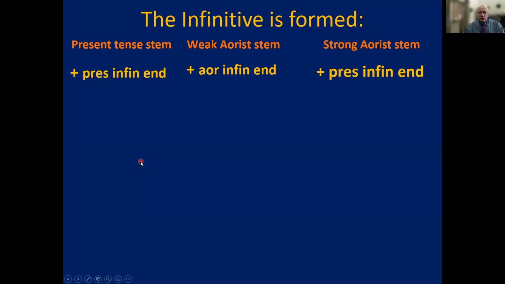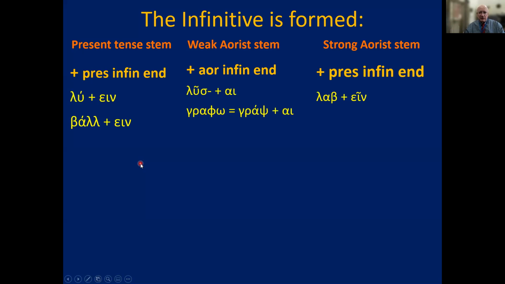We talked about mood before. We've talked about how the infinitive is formed, and I hope that this is clear to you: the present infinitive with the present stem and the present endings, the aorist infinitive with the aorist stem, notice that the sigma is added, or with a strong aorist stem, takes the aorist stem and adds these endings to make the strong aorist infinitive.